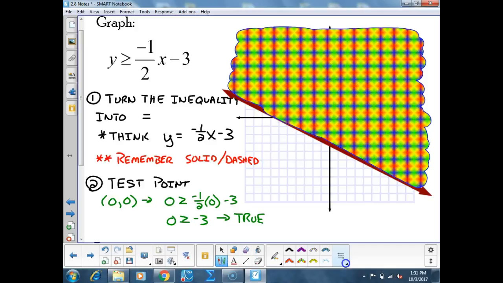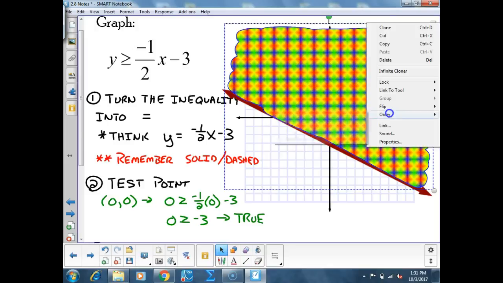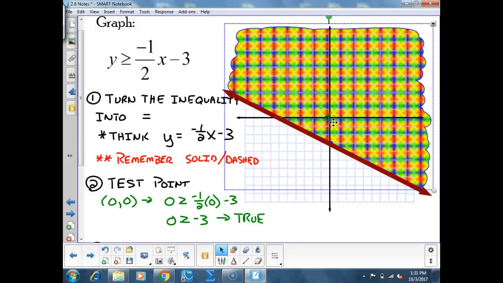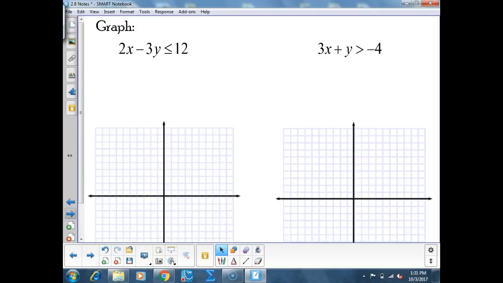Then if we really wanted to make it, we would send that one to the back. See there, we got a nice clean line. Okay. Try those two on your own.